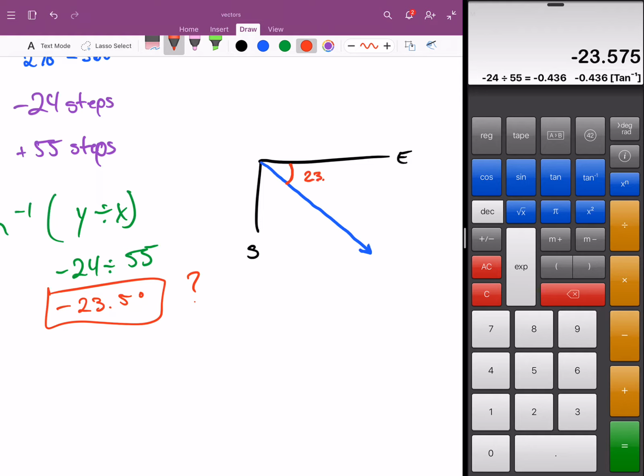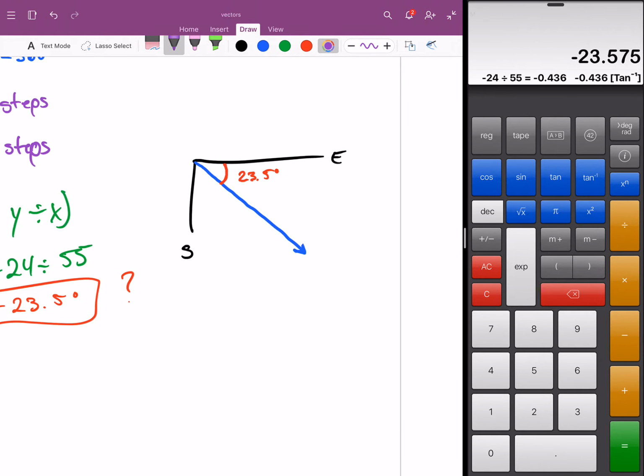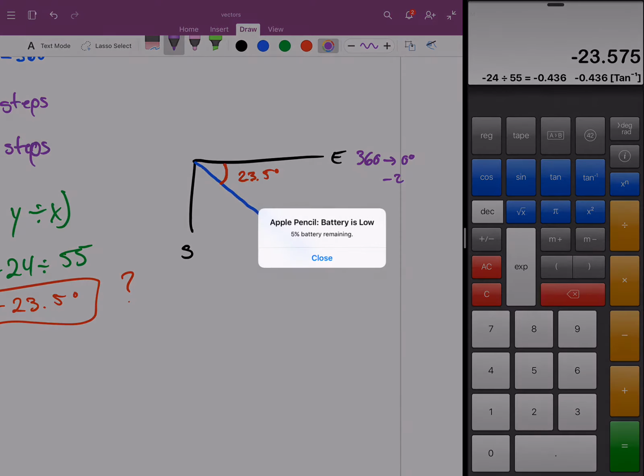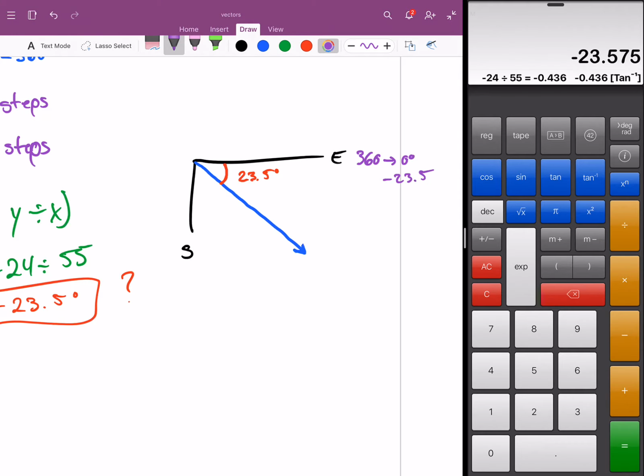Now, of course, you have 23.5 degrees. The calculator cannot see 360 for east. It usually processes it as 0 degrees. So, of course, negative 23.5 degrees from 0 is 23.5. Now if we approach it from 360, we subtract the same value, 23.5.